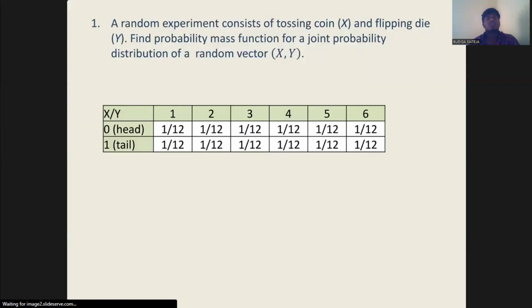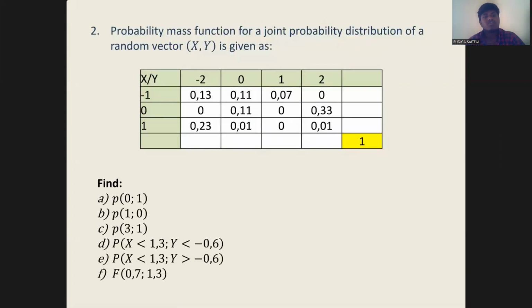Here is one type of problem. A random experiment consists of tossing a coin, X, and flipping a die, Y. Find the probability mass function for the joint probability distribution of the random vector (X, Y). We can see the table. Here we have to find P(0, 1), P(1, 0), P(3, 1), and also P(X less than 1, 3).